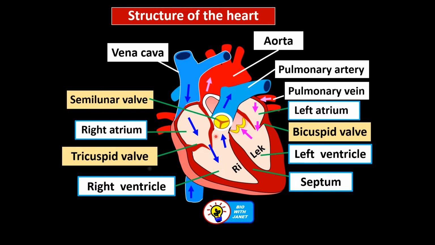Then the valves. In the pulmonary artery, we have the semilunar valve, and also in the aorta, there is a semilunar valve. And then the tricuspid valve is found on the right side of the heart, and the bicuspid valve on the left side of the heart to prevent backflow of blood from ventricles into atria. Then the center part here, we have the septum, which divides the heart into the right and left side.